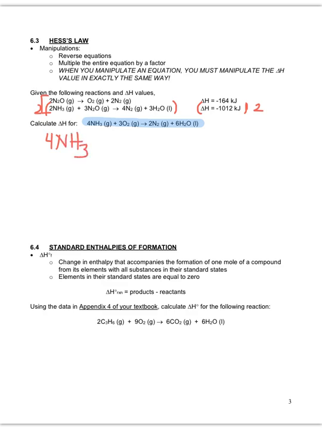When you multiply it through, it multiplies all the coefficients in the equation. So 2 times 3 is 6 N2Os, and then that would be 8 N2s and 6 waters. Then don't forget you need to multiply that part by 2. And then I keep looking.